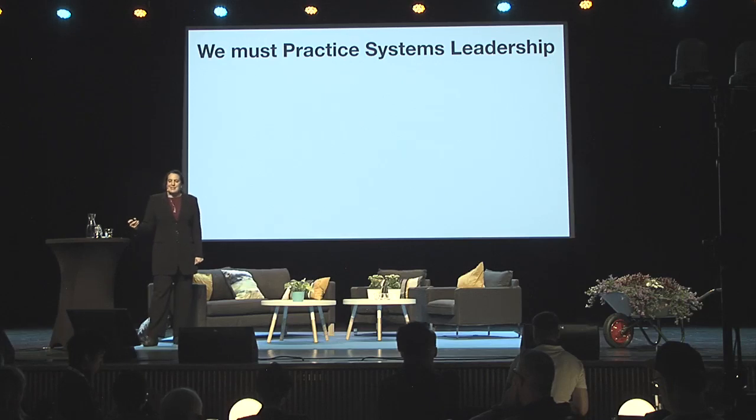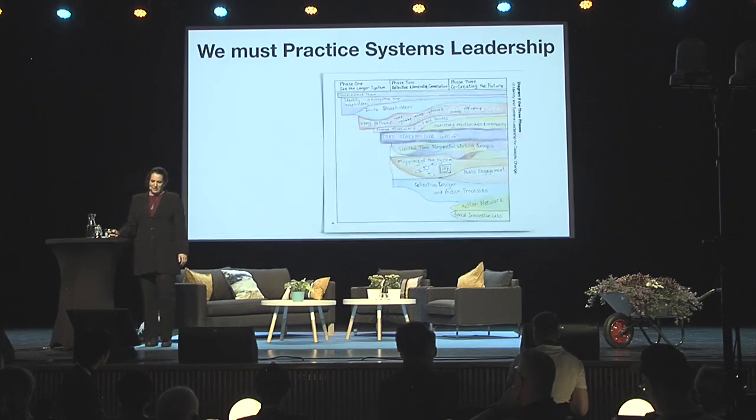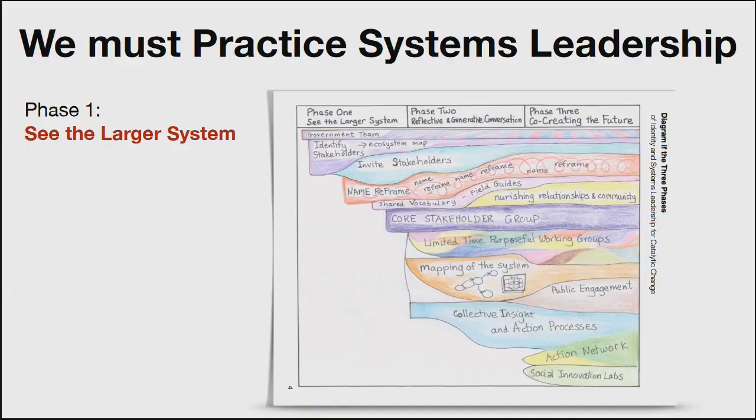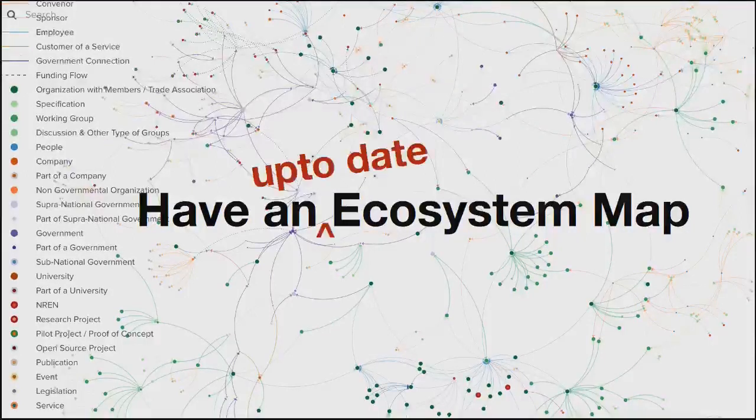We must practice systems leadership. And what do I mean by that? I wrote several reports that I've actually not shared widely, specifically about systems leadership and identity and catalyzing change. And I want to share with you the 3 phases that I named. The first is see the larger system. And this community does a great job of that. But I think we have to have an ecosystem map. And more importantly, an up-to-date ecosystem map, because there's so much activity happening.